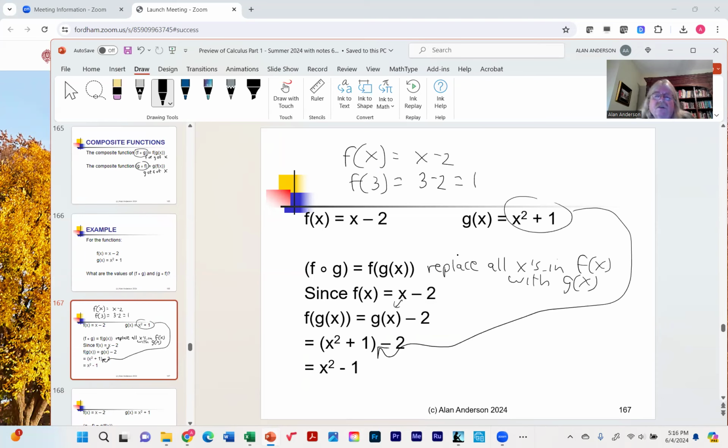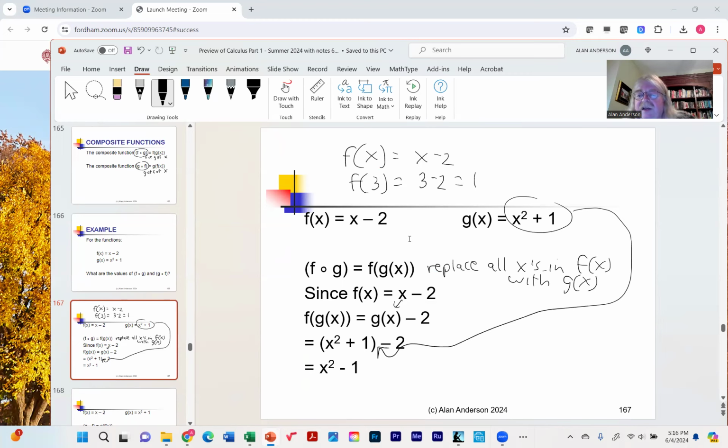Because, again, here, all you're doing is replacing all the x's with a 3. Down here, you're replacing all the x's with g of x. Okay, so once you get the hang of this, it's very straightforward. Not that it isn't sometimes very messy, but this is how it works.